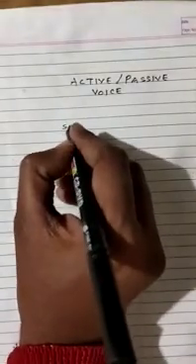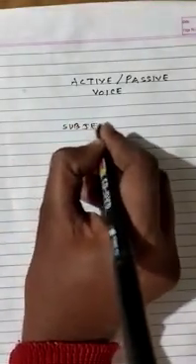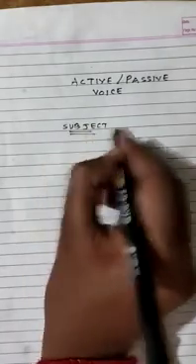What is active voice? A sentence is said to be in active voice when the subject is the doer of the action. In active voice, subject is given importance.